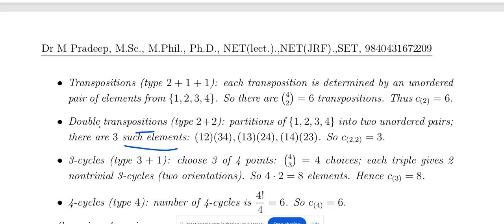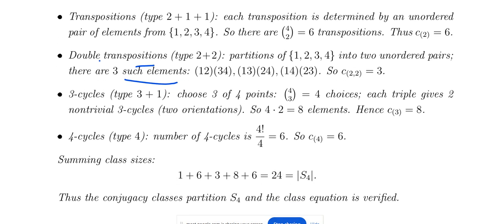In the same way, for the 3 cycle, choose 3 of 4, that is 4C3 equal to 4 choices. Each triple gives 2 non-trivial 3 cycles, so 4 into 2 is equal to 8 elements, that is C3 equal to 8. And finally the 4 cycle in S4: that is 4 factorial divided by 4, which is equal to 6, C4 equal to 6. If you add all of these, you get 24.